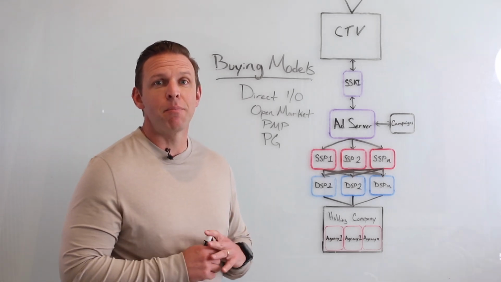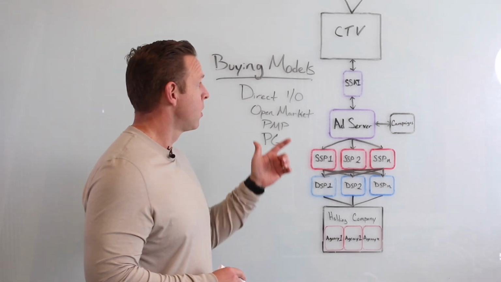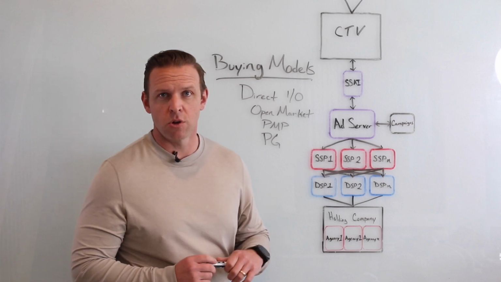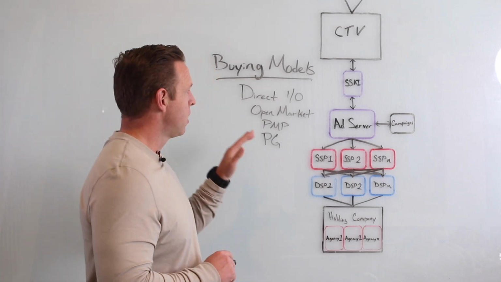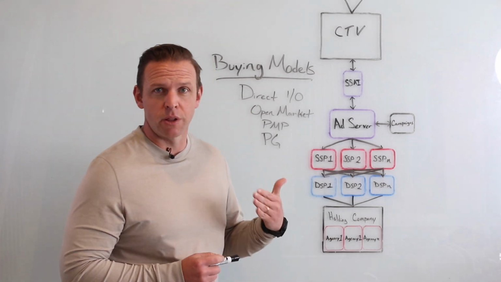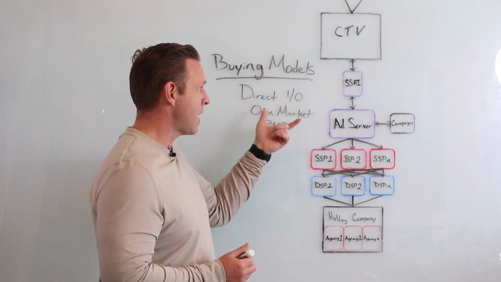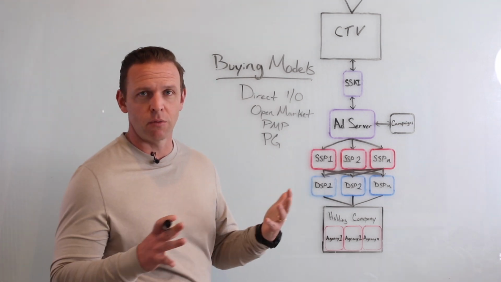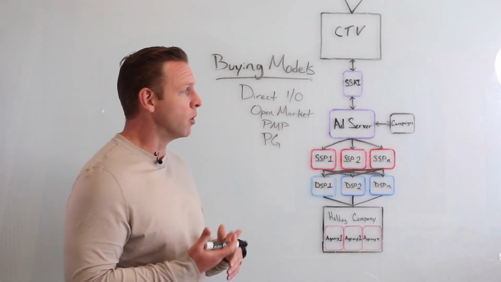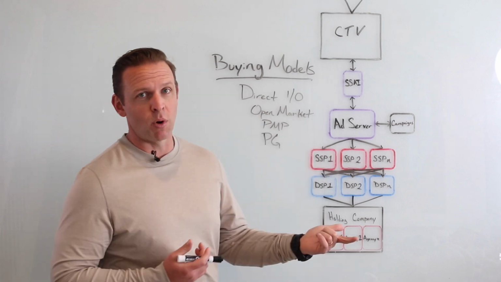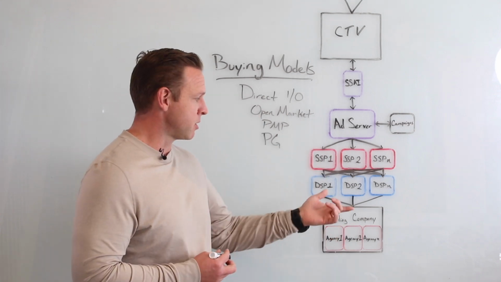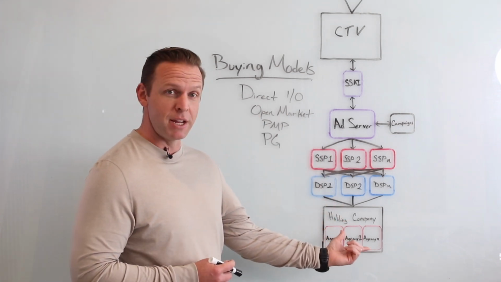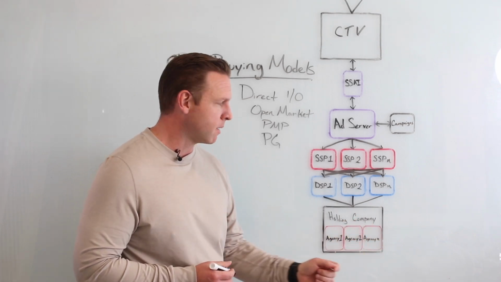All right, so let's talk about buying models in connected television. We'll start with direct IOs, or direct insertion orders. This is how things were traditionally bought in media, where you have one seller, could be a publisher, could be a broadcaster, depending on whether you're talking desktop, mobile, or CTV, and then you have one buyer, which traditionally was coming all the way from an agency, which represented a brand.